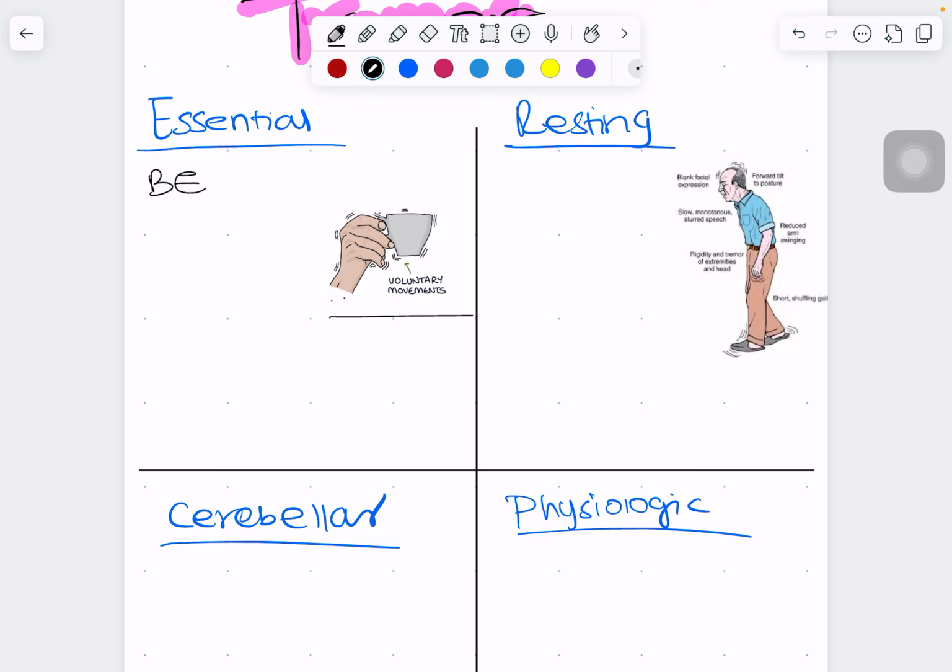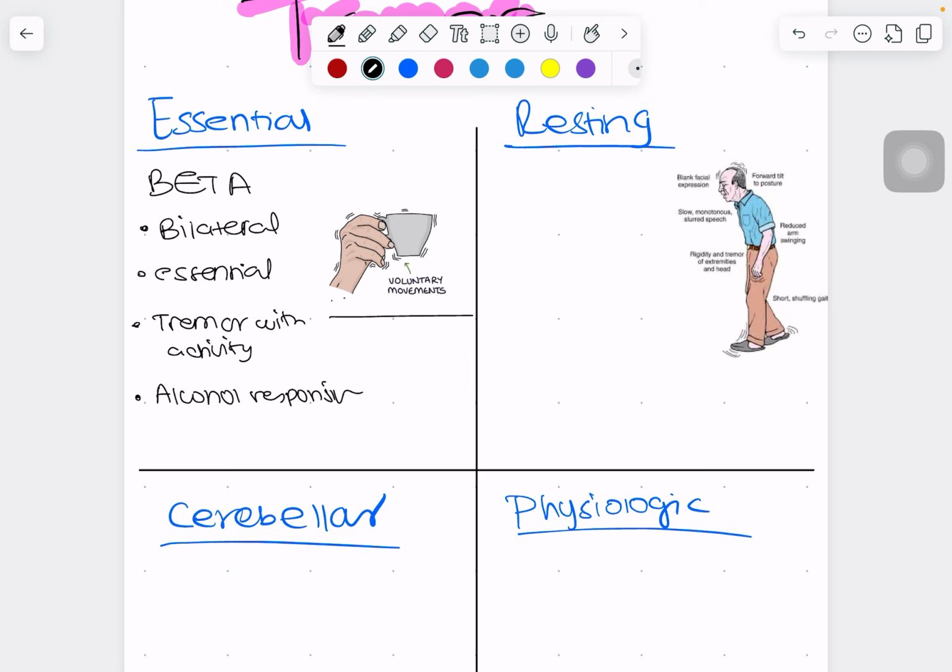And I have a really nice mnemonic for this, which is called beta. The B stands for bilateral, the E for essential, the T for tremor with activity. So it's an action tremor that gets noticed when a patient is doing some voluntary movements. And the A stands for alcohol responsiveness. So a lot of patients will use alcohol to self-medicate themselves because it makes the tremor unnoticeable, and it's also a tremor that runs in families, so it's hereditary.